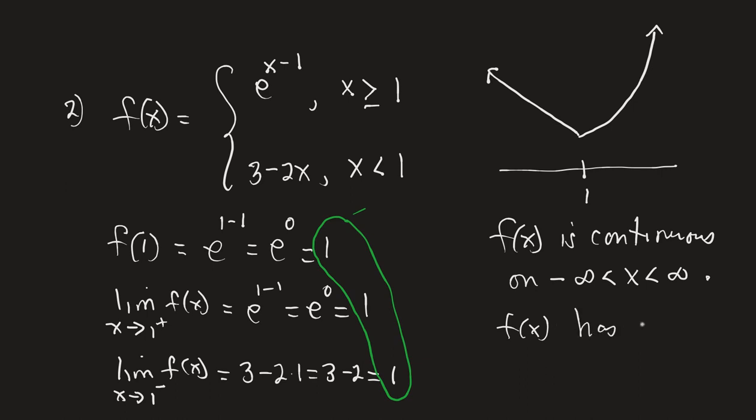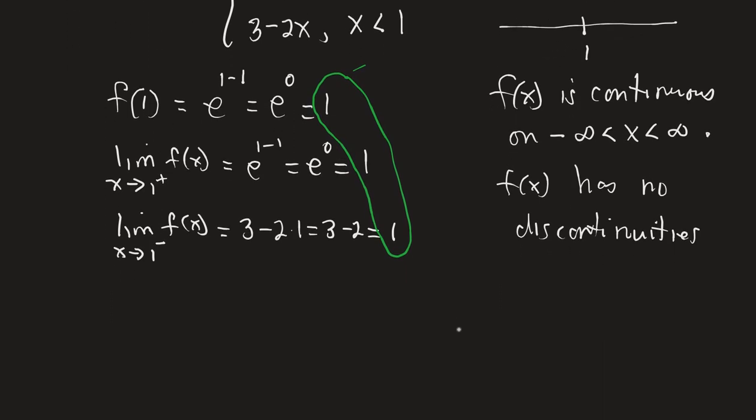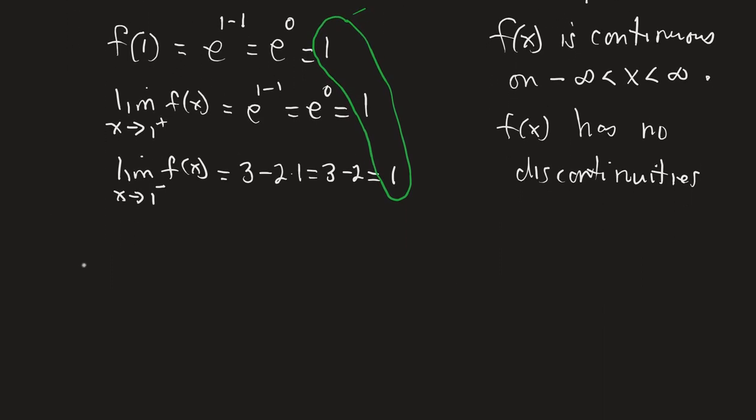So f of x has no discontinuities, right? And that's an important thing too. I mean, sometimes I know piecewise functions can be a little strange, but sometimes they behave normally, right? We just have to know how to deal with the separate pieces, all right? Let's look at a third example. And we're pretty much halfway there. I wanted to get 4 examples done. So let's look at number 3.